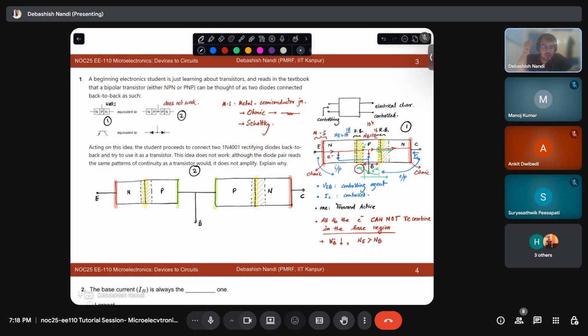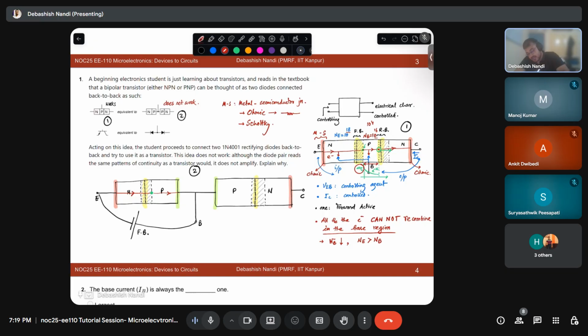So now tell me what will happen. Now let's say I forward bias this one. What will happen? The emitter will start to inject electrons, right? The same type of action will happen and the electrons will reach this green point in this case. Then these electrons will become minority carriers and diffuse through this. Fine.